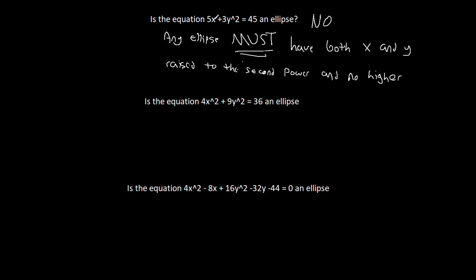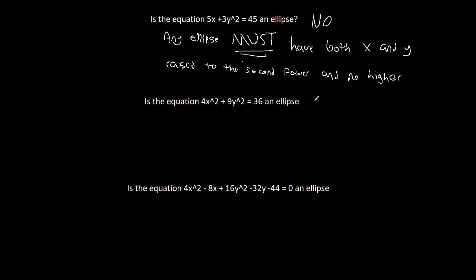If you see an equation that has an x and a y, and one of them is raised to the third power, then it is not an ellipse. At a minimum, an ellipse has to have both x and y raised to the power of 2. So by reading this equation, the x is not squared, so this cannot be an ellipse. So let's do this one. Is the equation 4x squared plus 9y squared equals 36 an ellipse?